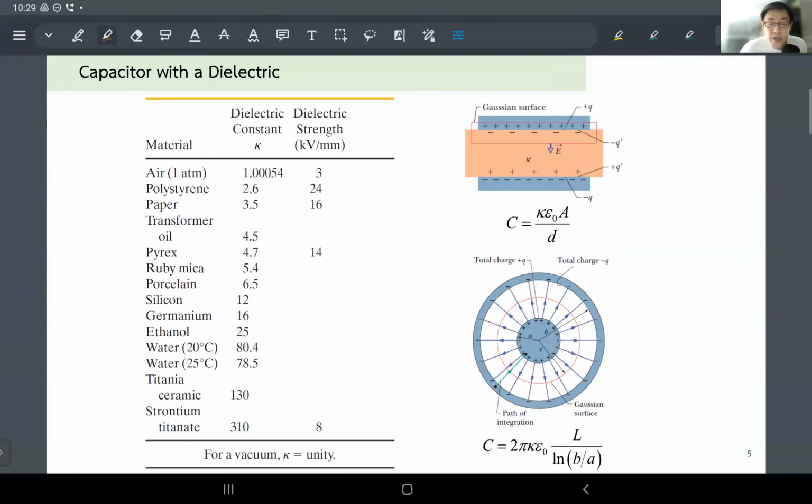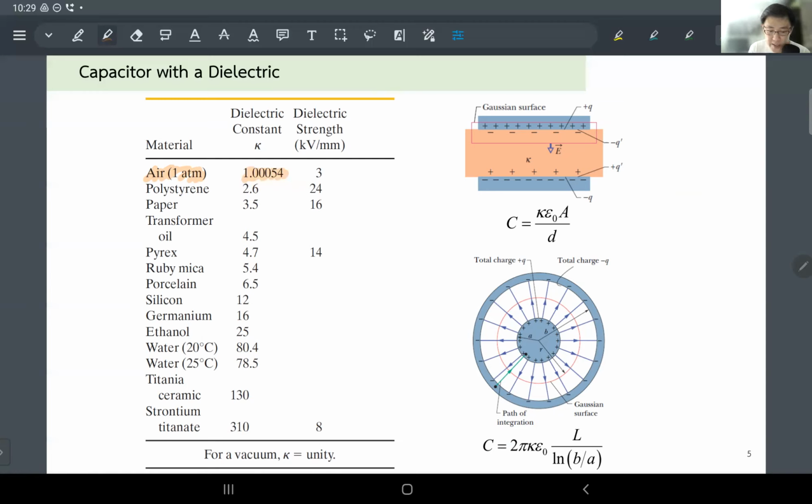On the next page, the table is listing the dielectric constants of some known, familiar materials. For example, air, of course, it's not perfectly one because you have some gas molecules and other stuff there, but it's pretty close to one. So we can treat air as a vacuum. That's no big deal. Okay.